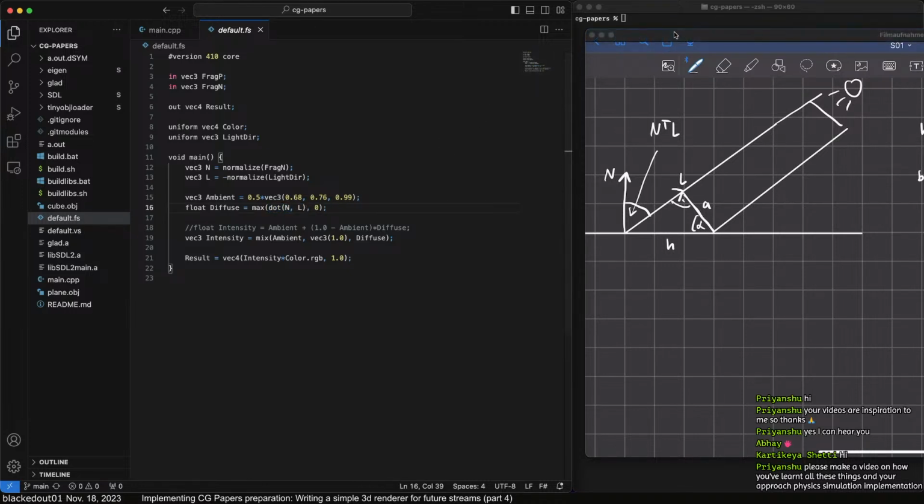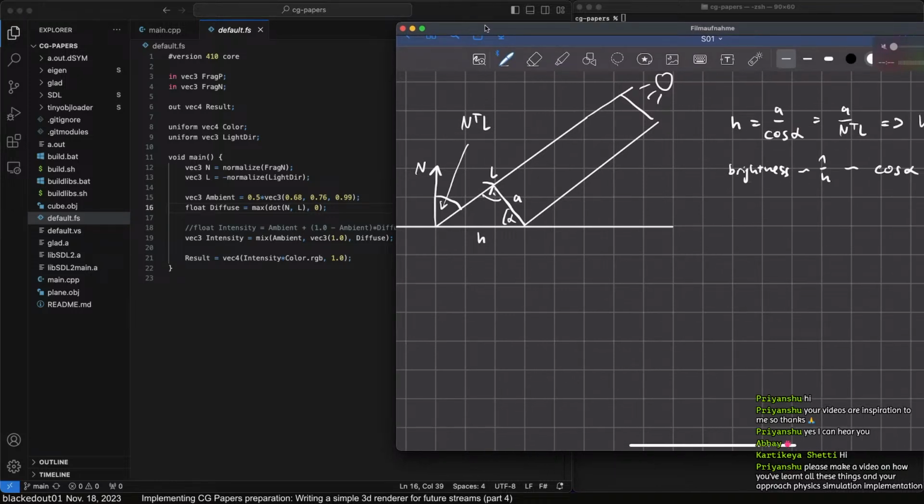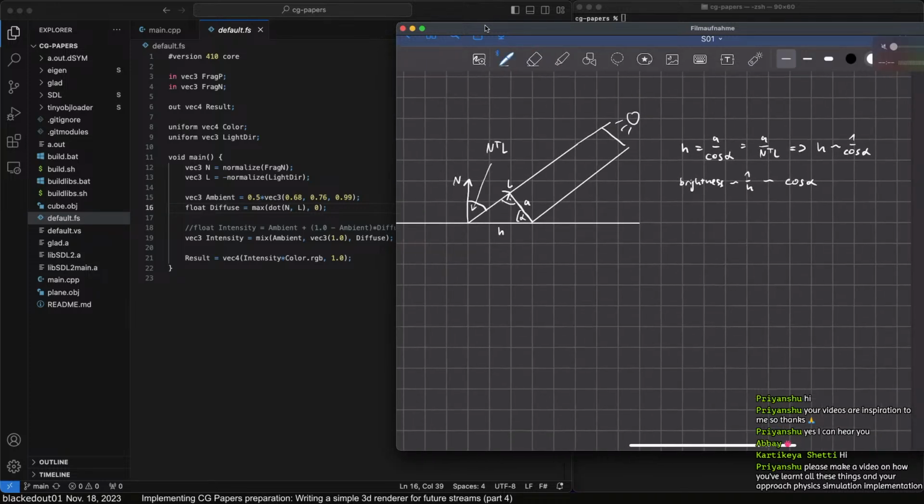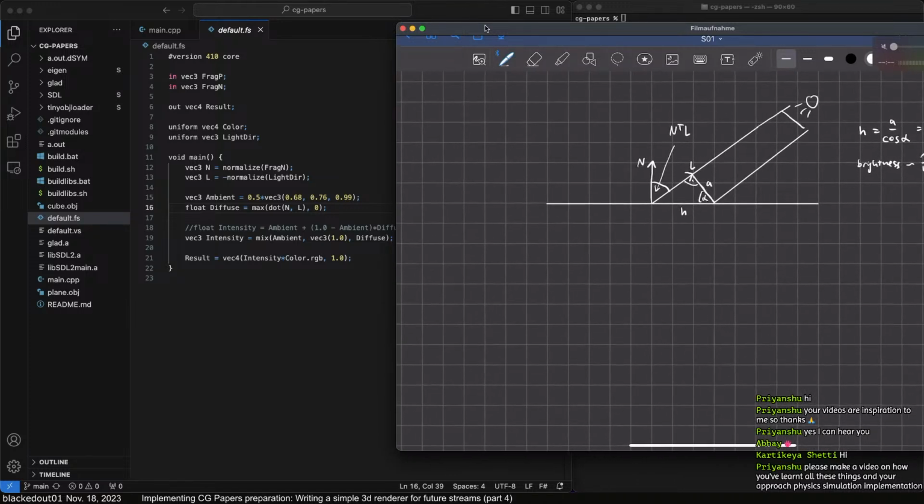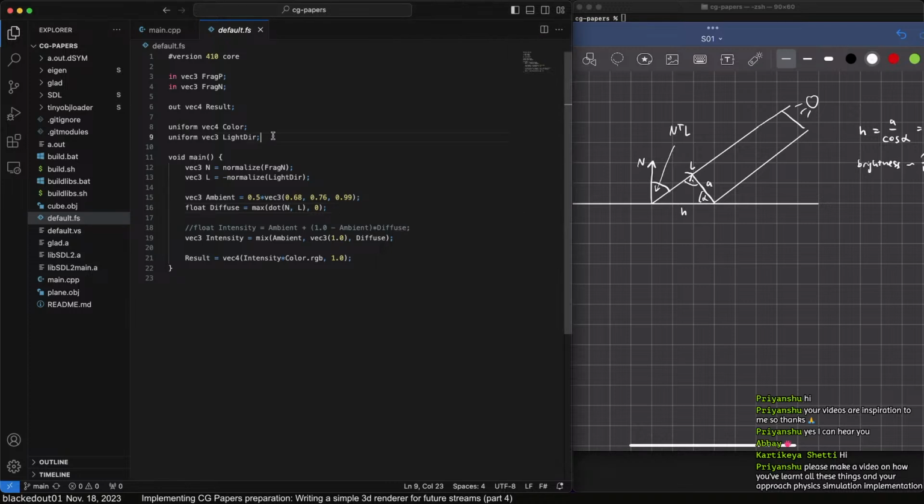So that when the angle between the normal vector and the light vector gets really steep, the light dims. Yeah. So that's just what I wanted to add to the last stream because I wasn't really able to write this diagram down.